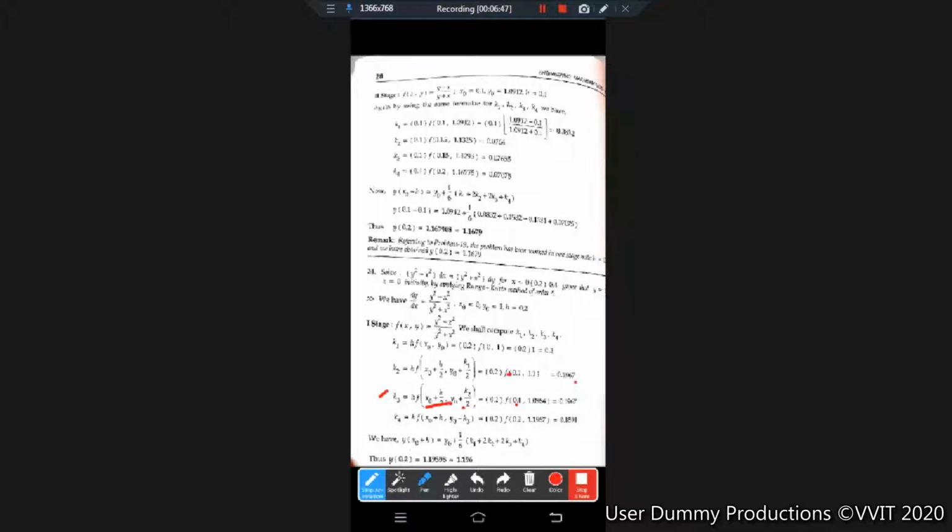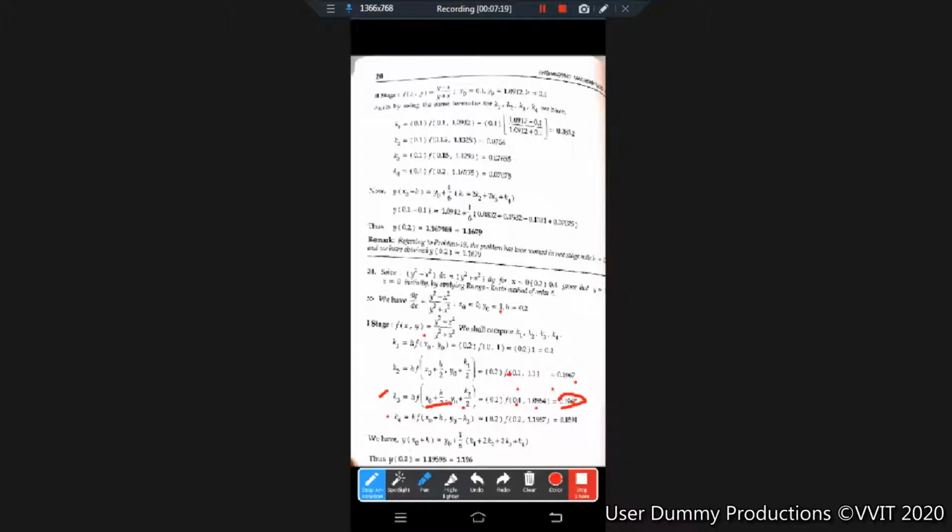To compute it, k1 by 2, whatever k1 you have solved just now, 0.1967, you have to take by 2 and add on to this y naught value, that is 1. So 1 plus 0.1967 divided by 2, you get 1.0984. When you plug in these two values in this function, f of x comma y, you get 0.1967. That's what you get. That is your K3.